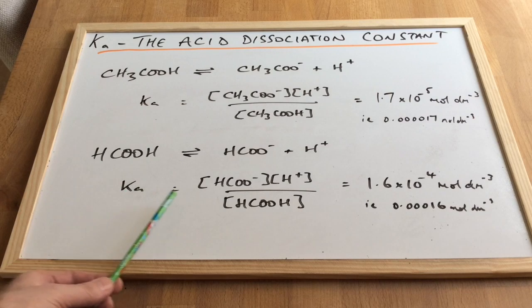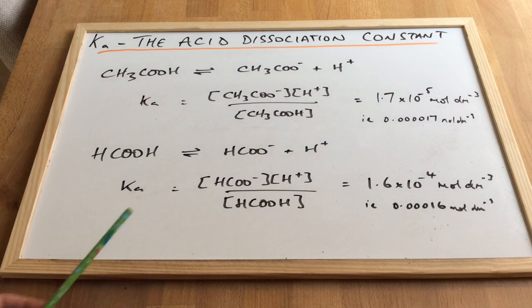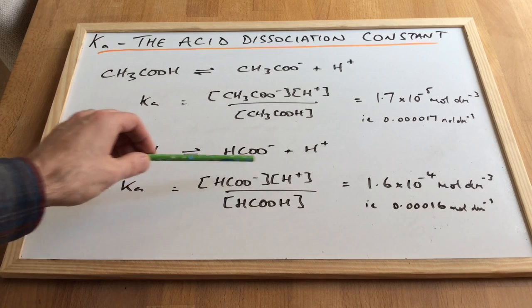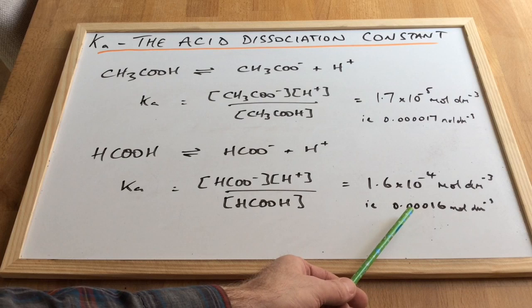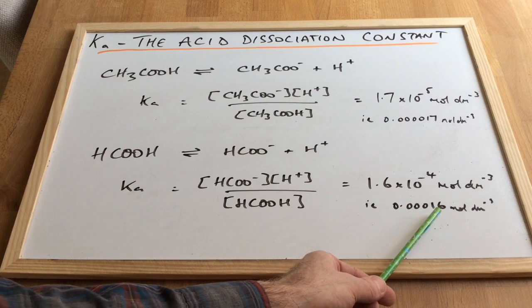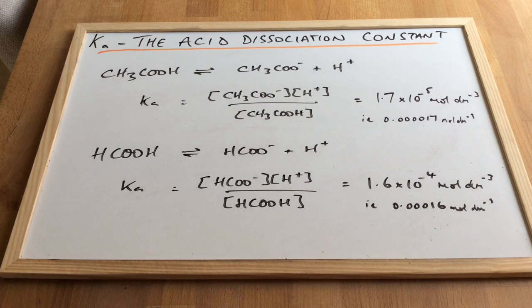Methanoic acid, the Ka expression would look like that. So it's the same format. It's the equilibrium concentration of the products divided by the reactants. And you can see its Ka value is 1.6 times 10 to the minus 4 moles per decimeter cubed, or 0.00016 moles per decimeter cubed.